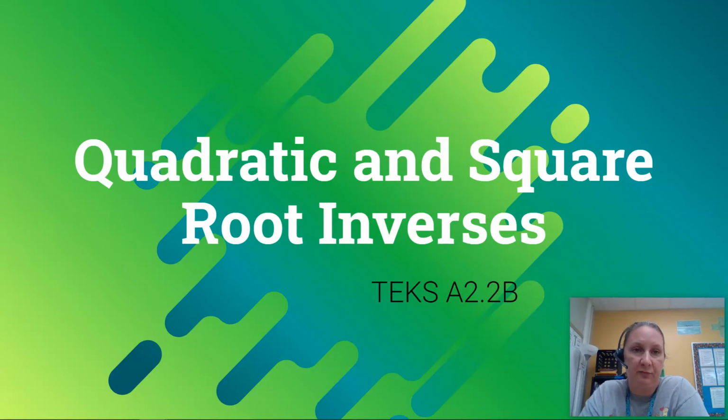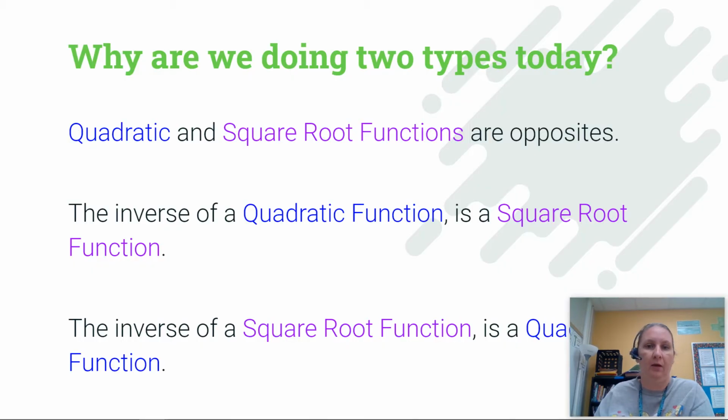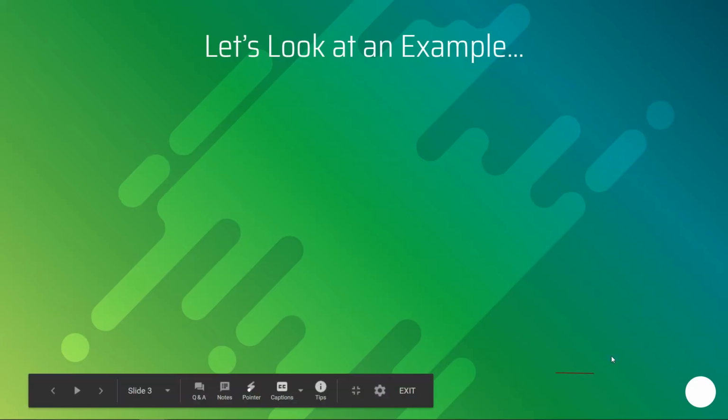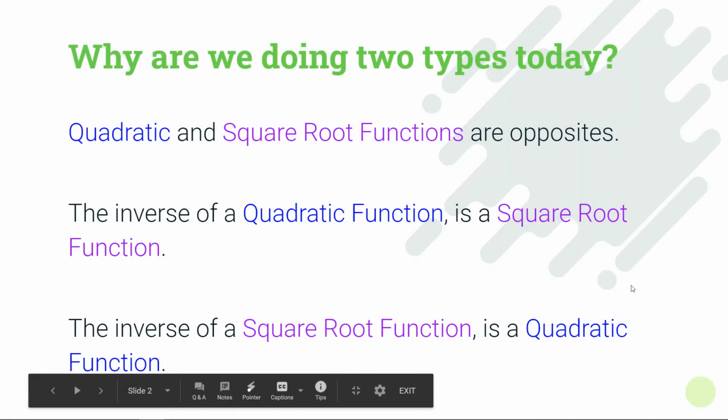Okay, this is 1-4 part B for Algebra 2, quadratic and square root inverses. What are the two types today that we're going to be looking at? It's quadratic and square root functions, which are opposites.